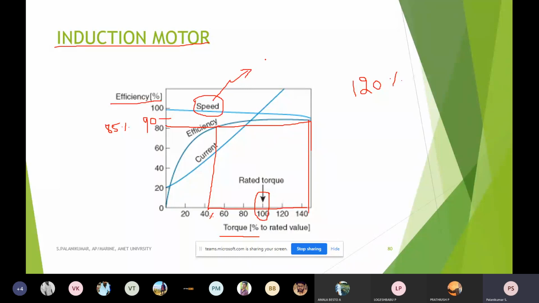In addition to that, there is a provision of changing the frequency of the supply. If the frequency is increasing, what will happen? I can increase the speed also. If the frequency is decreasing, I can decrease the speed of the motor also. I can change it proportionally. Frequency is simply directly proportional to the speed of the machine.